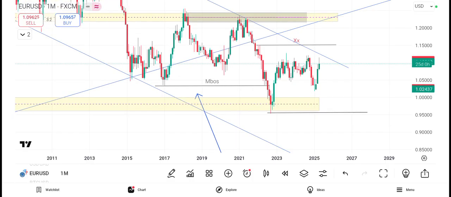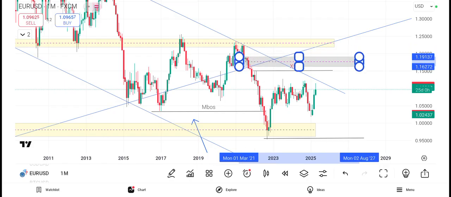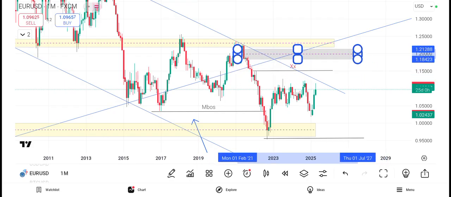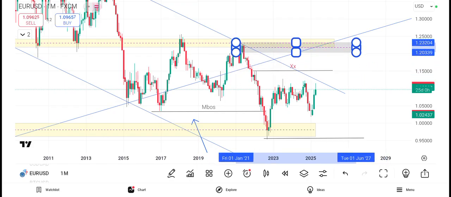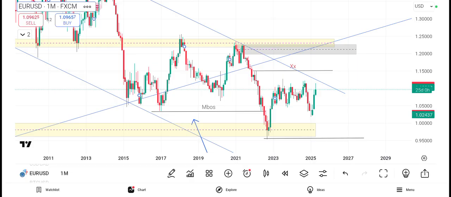You can see price coming. Do we have any valid order block? This is the only valid order block I can see here, but possibly that's the only order block at the monthly.